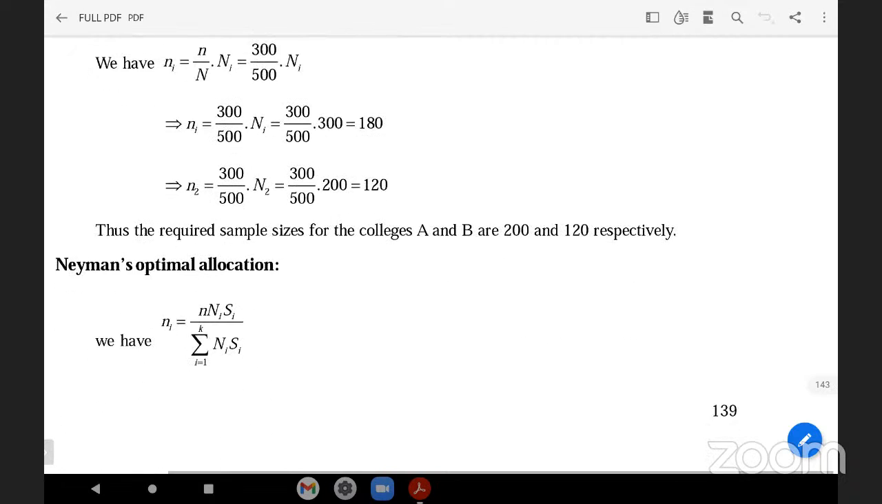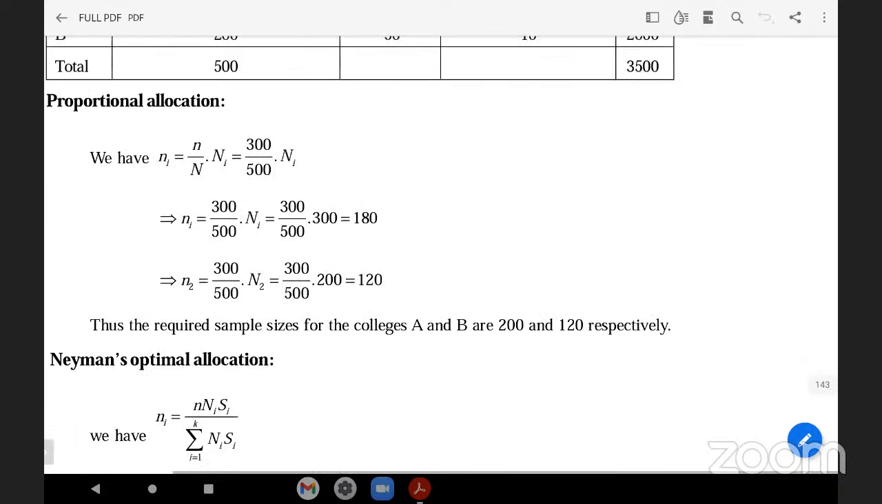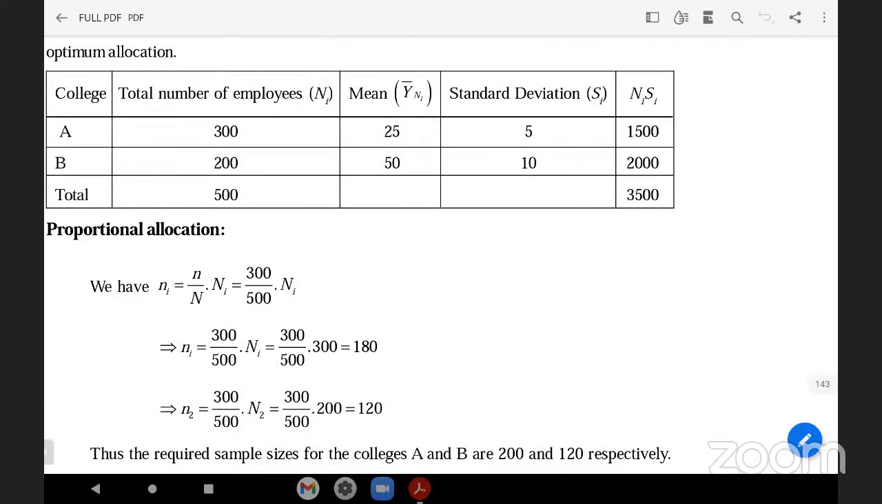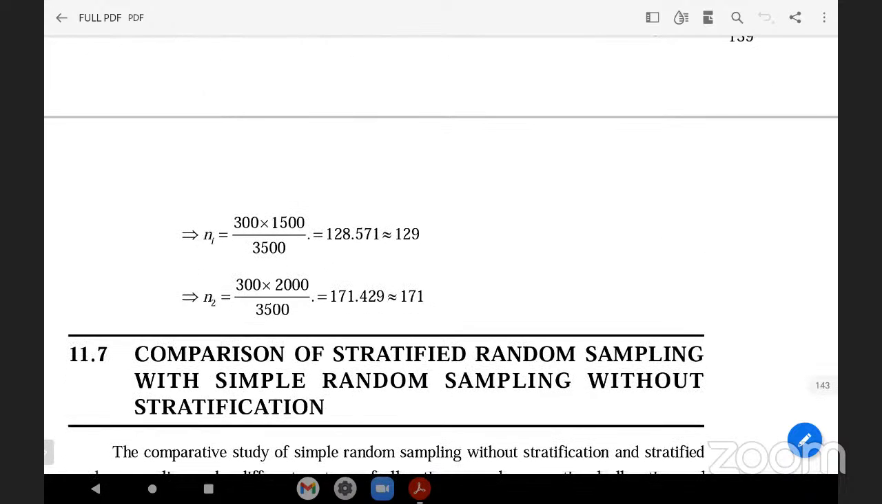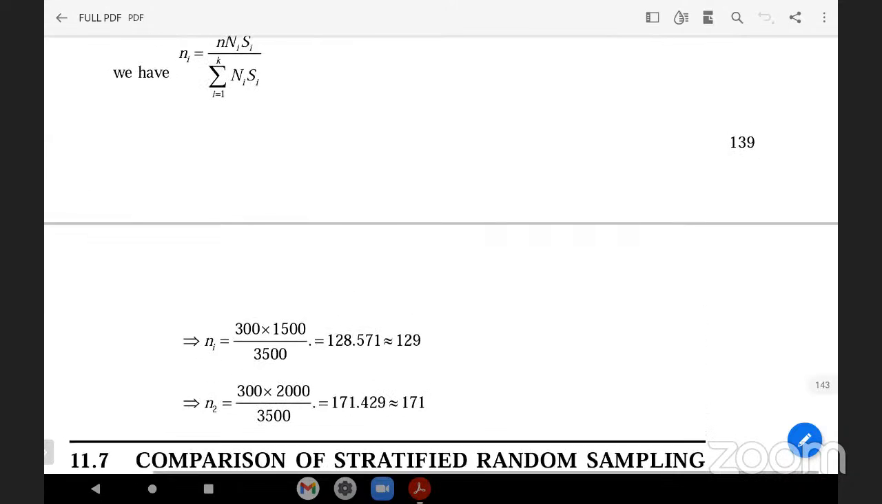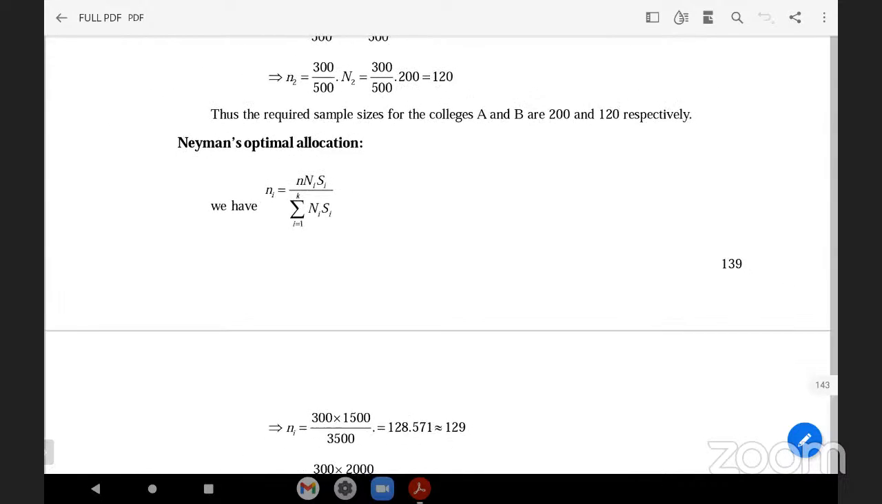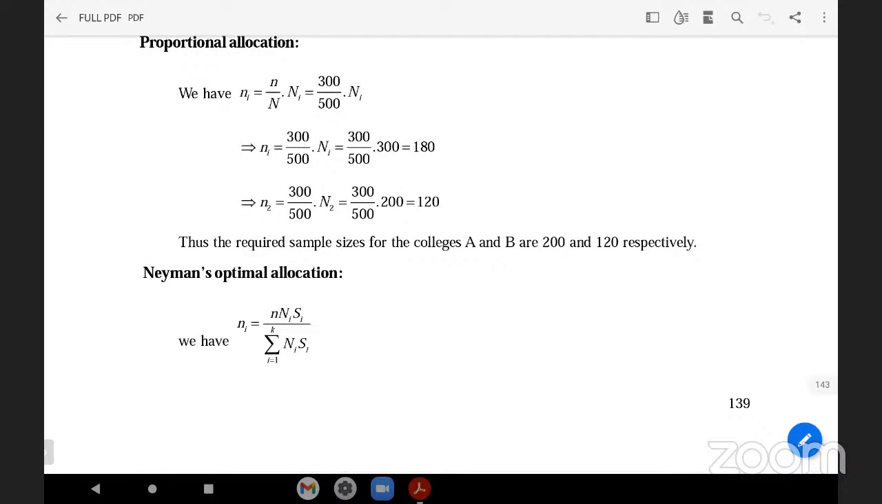The first one is 1500, so 1500 by 3500 is the total. The summation of NiSi is here, 1500 by 3500. So I am taking 300 into 1500 by 3500, and I got 129. Here n2 also I can calculate. So n1, n2, I can check, this is called the Neyman optimal allocation. Below is the population allocation.